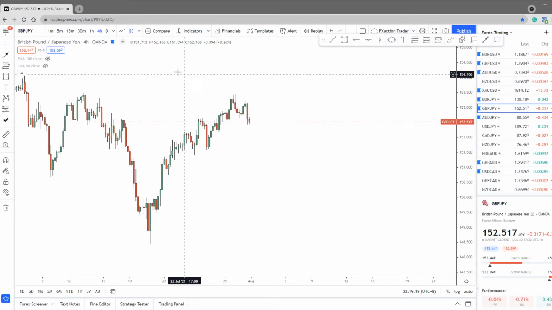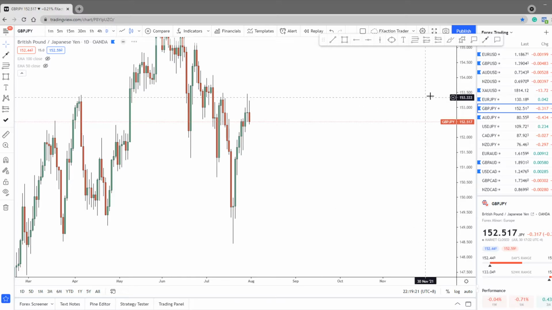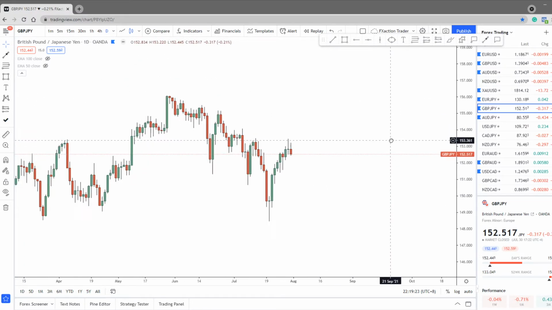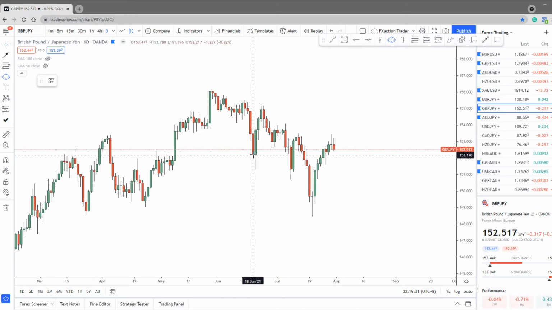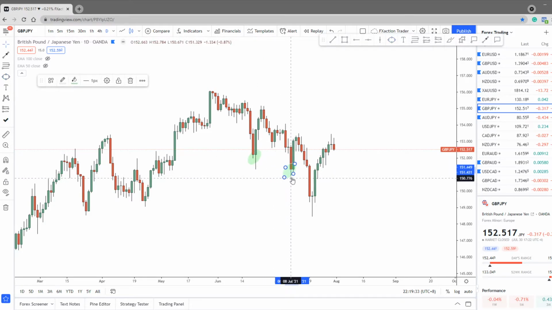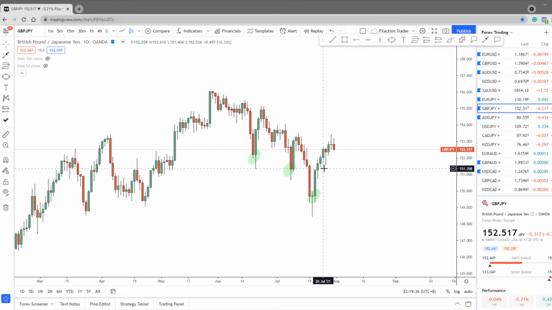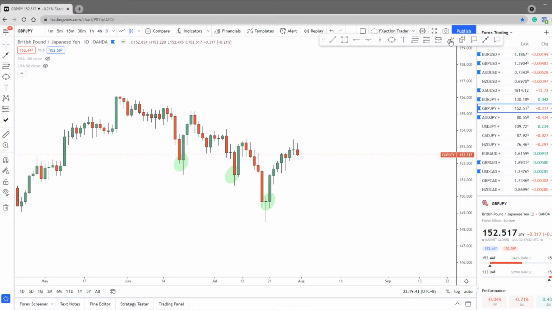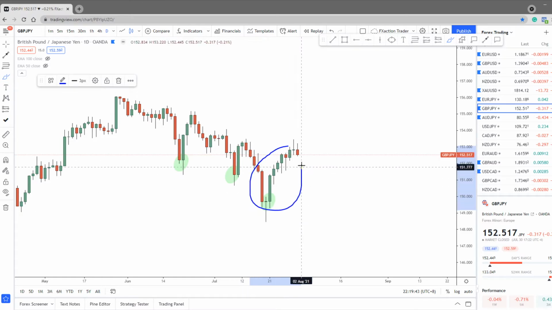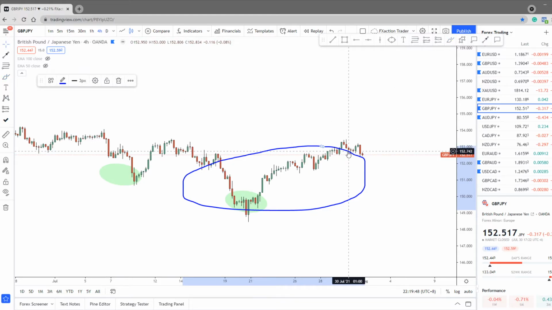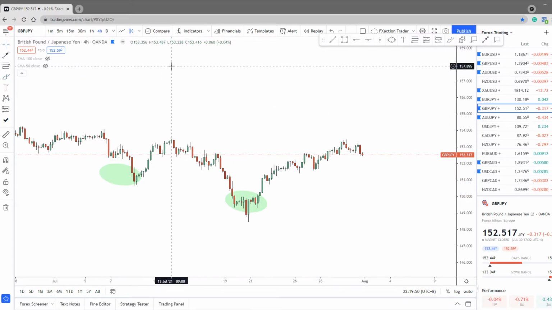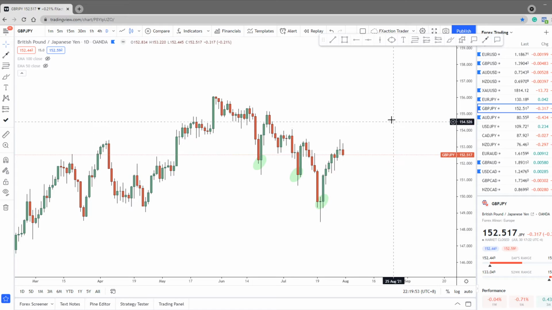So let us move to the next pair, the pound yen. On the pound yen, I believe that on the major market trend, if we are looking at the daily chart, followed by all these lower lows, we can still conclude that the market is still in a bearish condition. Just last week, the market did a pullback, which is a bullish trend on the H4 chart.